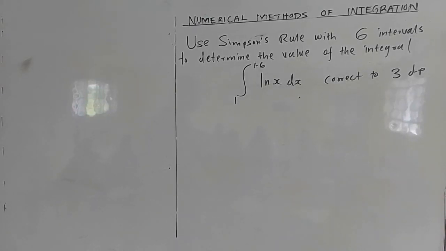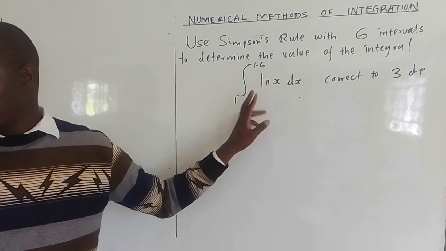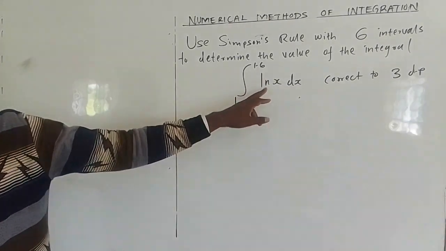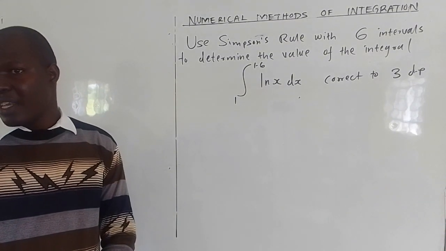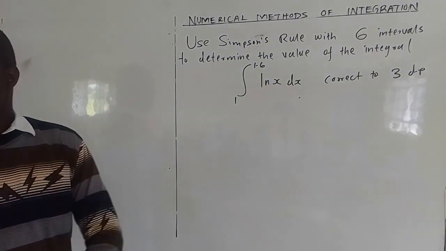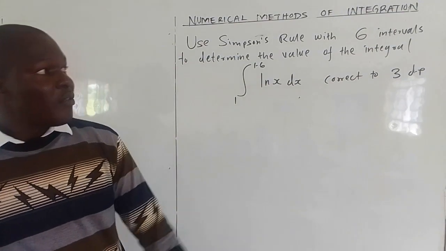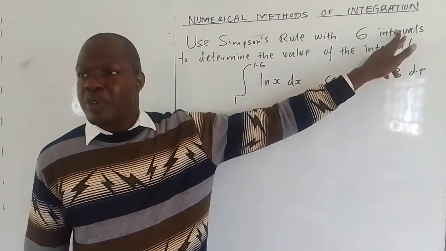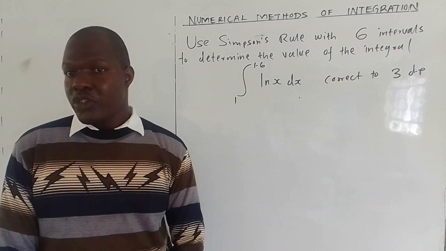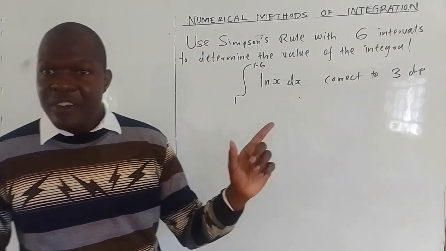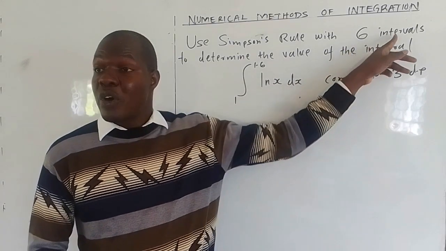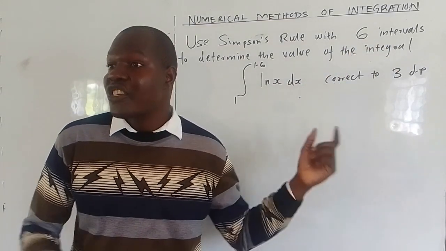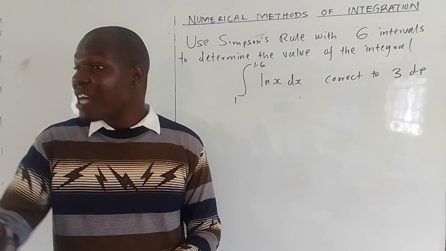In this next case, use Simpson's rule with 6 intervals to determine the value of the integral from 1 to 1.6 of ln of x dx, correct to 3 decimal places. So before you start using the rule, you must know, have you been told the intervals or strips or ordinates? In Simpson's rule, each and every strip has its own interval, isn't it? Meaning when they talk of 6 intervals, they are talking about 6 parts or 6 strips, and those strips are what we are interested in.